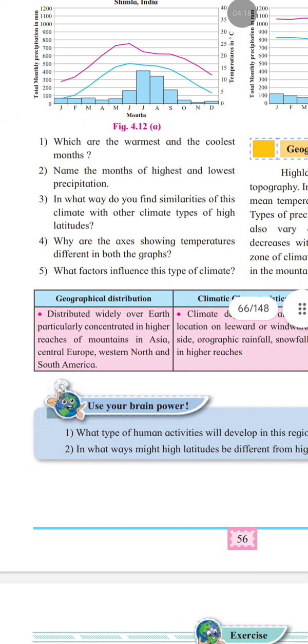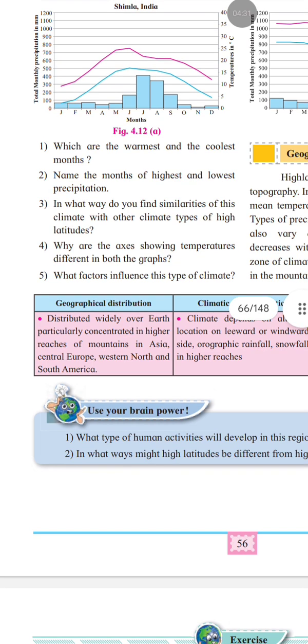Geographical distribution. Highland or mountain type climate is widely distributed across the earth. It is particularly concentrated in the higher reaches of the mountains in Asia, Central Europe, Western North America, Western and South America. So wherever we have major high mountain systems, this type of climate can be found.